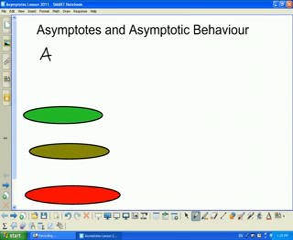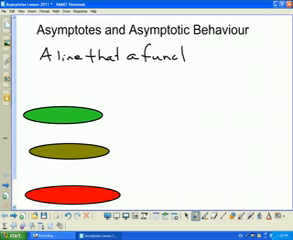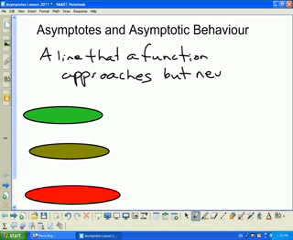Let's just say this. A line that a function approaches but never crosses. And I put the dots because with every rule there is an exception. Okay? And I'm just going to show you what I mean.